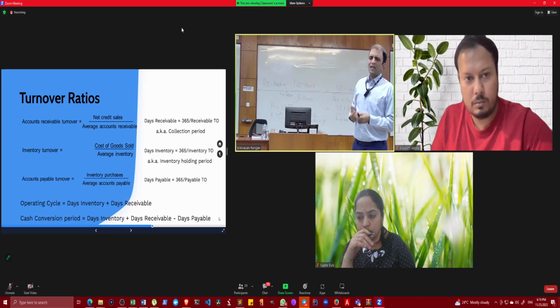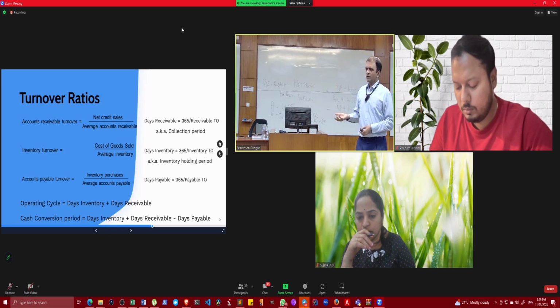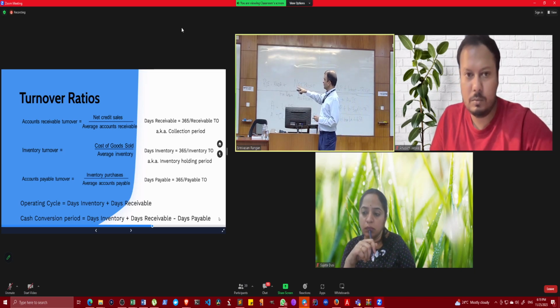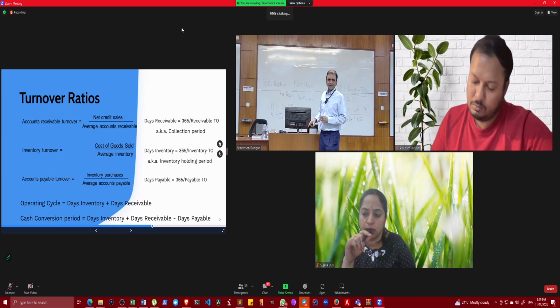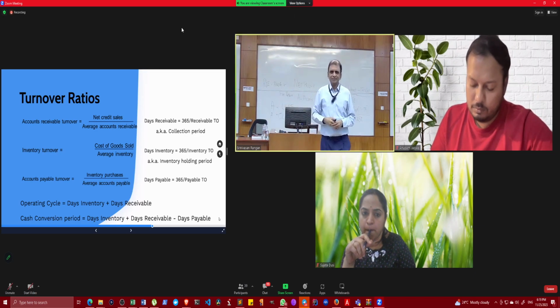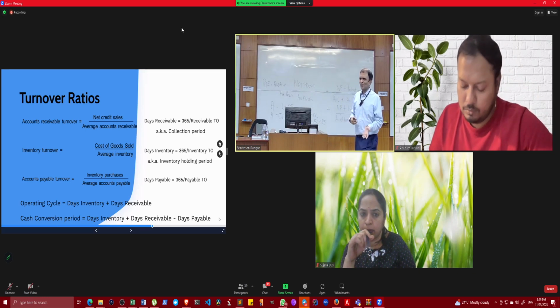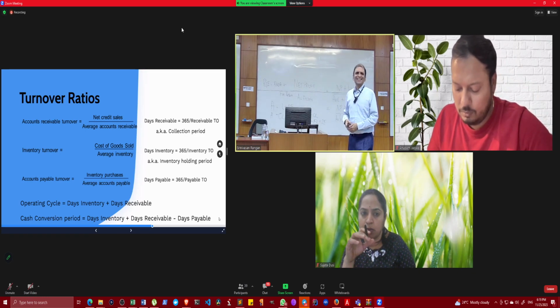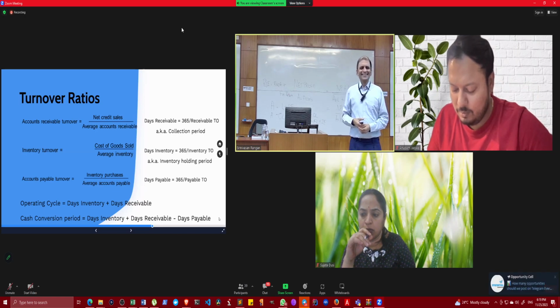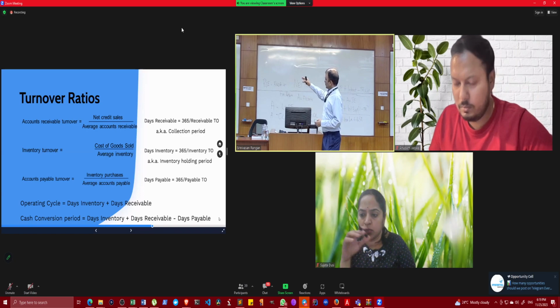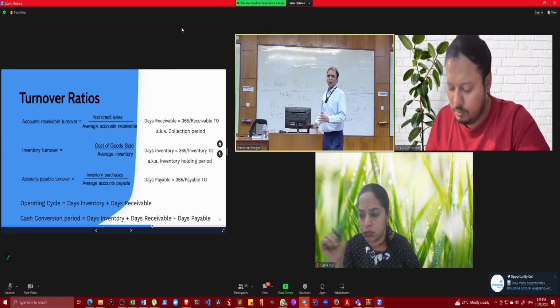That's one way to think about it. The other way to think about it is as a measure of liquidity. To see that, if you look at the formula, you have credit sales in the numerator divided by average accounts receivable. So the first formula is not so intuitive.